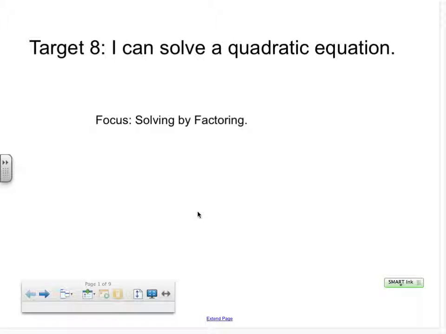Algebra 2, target 8. I can solve a quadratic equation. Focus, solve by factoring. All right, so we've graphed the quadratic y equals ax squared plus bx plus c. We've done it in several forms: our standard form, intercept form, and vertex form. Now we're going to talk about solving it. Today we're going to look at solving by factoring.